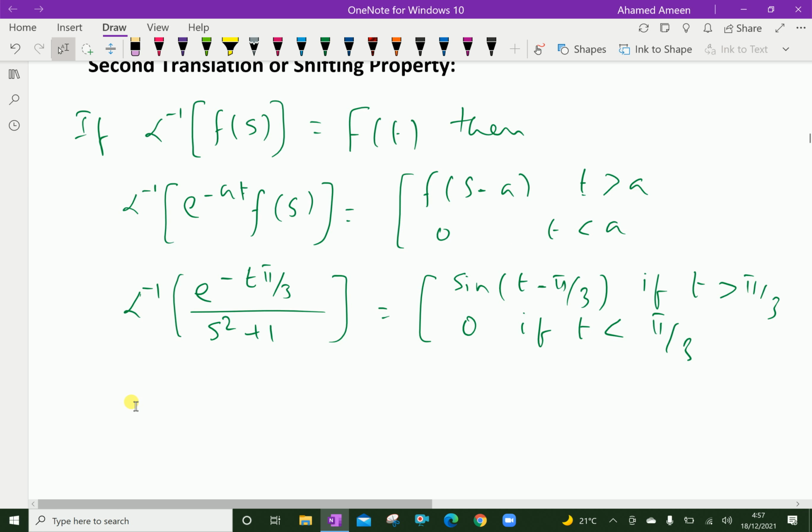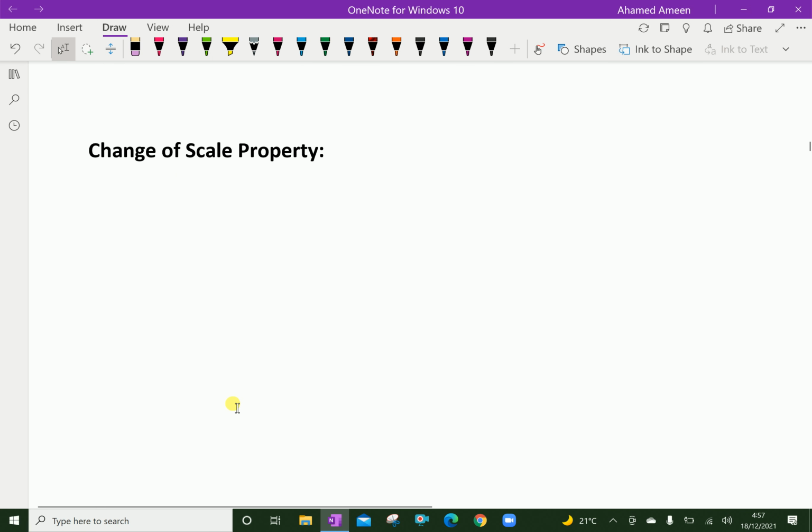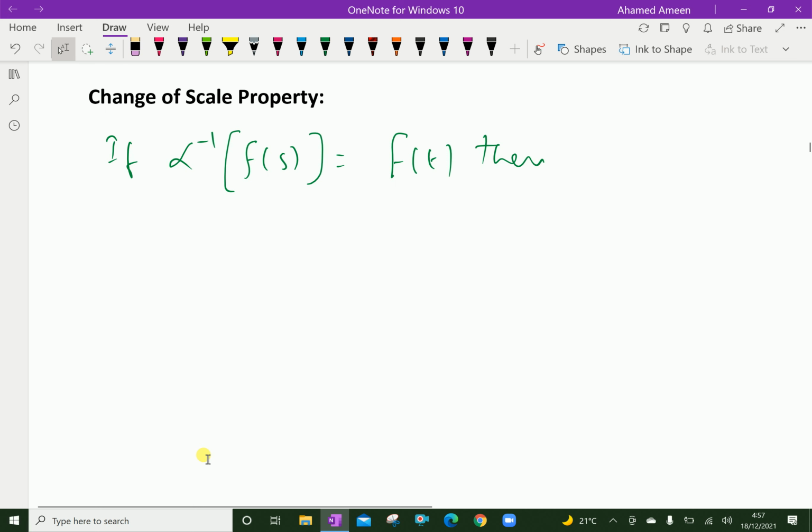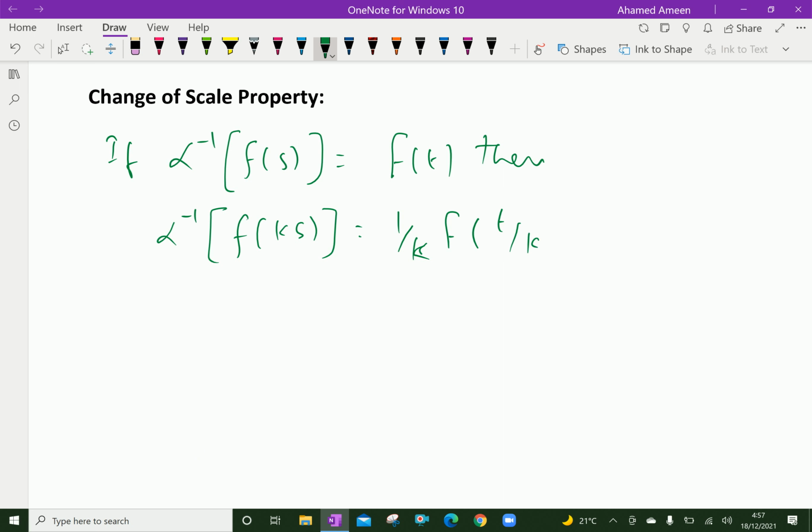Now next one, change of scale property. For the change of scale property, the theorem is: if the inverse Laplace transform of f(s) is equal to f(t), then the inverse Laplace transform of f(ks), where k is a constant, is equal to 1 over k times f(t over k).